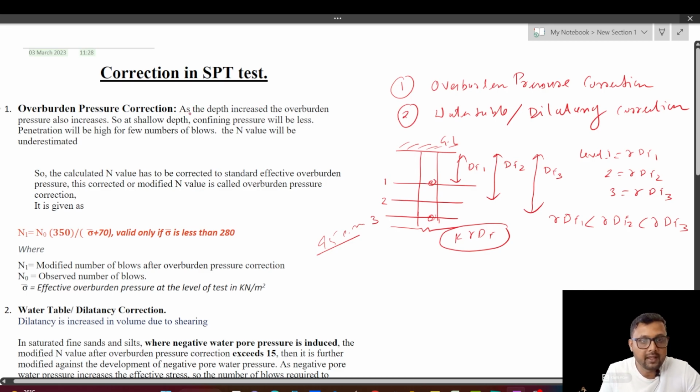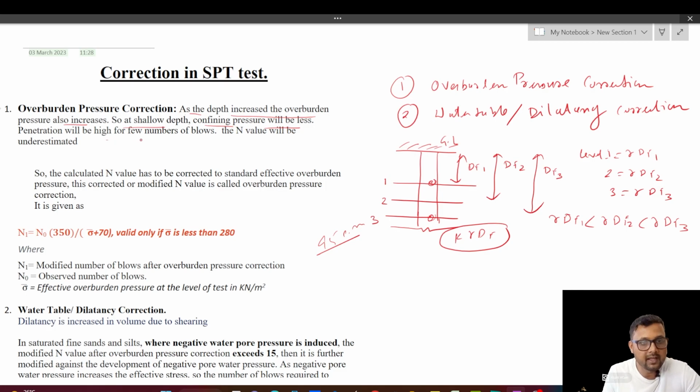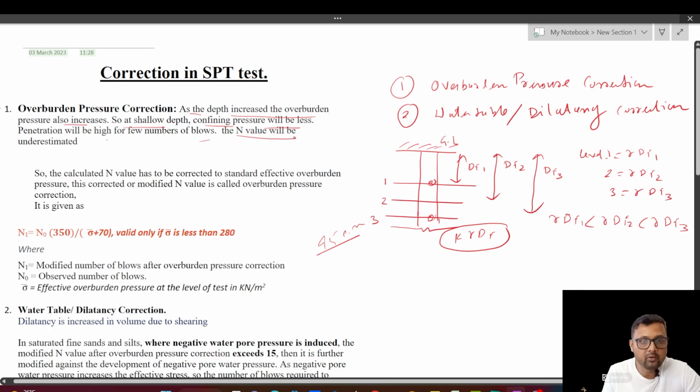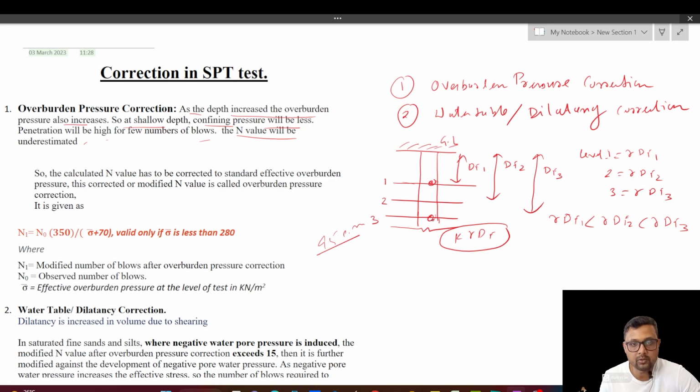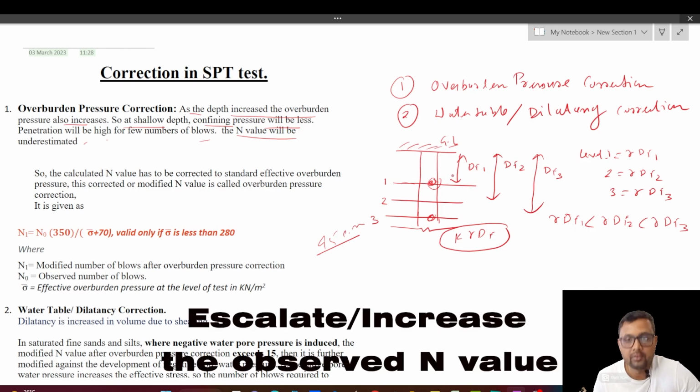Let me show you here. As the depth increases, the overburden pressure also increases. So at shallow depth, confining pressure will be less, and penetration will be high for a few number of blows. The N value will be underestimated here, because at level 1 the number of blows is less, and at level 3 the number of blows is more. So at level 1 the N value is underestimated. So we have to escalate the N value.